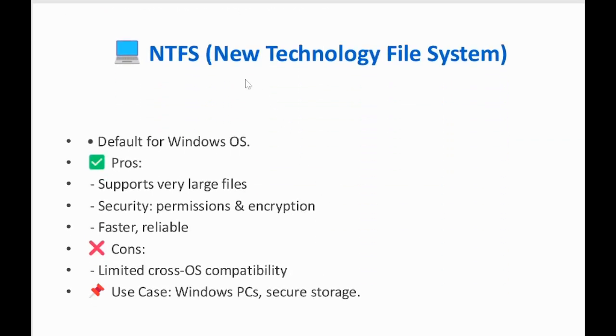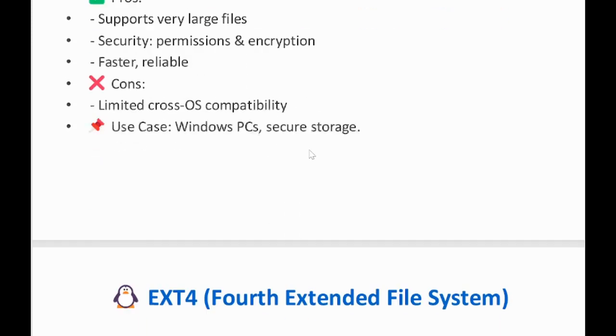Next is NTFS, that is New Technology File System. This is the default for the Windows operating system. Those who are using Windows, it is present by default. The advantage is that it supports very large files. For security, it has permissions and encryption, which means it's more secure. You need permission for this, and it's faster and reliable. Disadvantage is limited cross operating system compatibility, and use case is Windows PC and secure storage. Here you can use this file system.